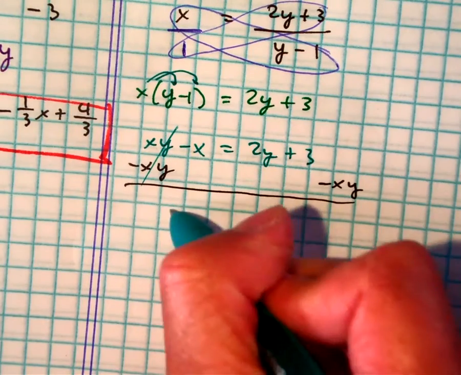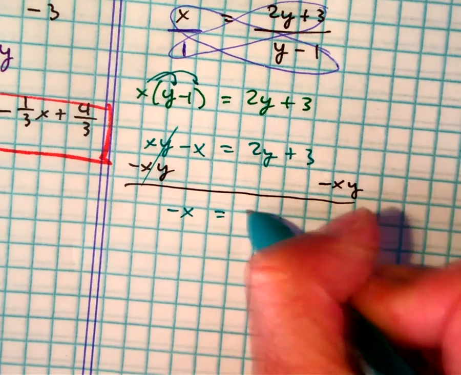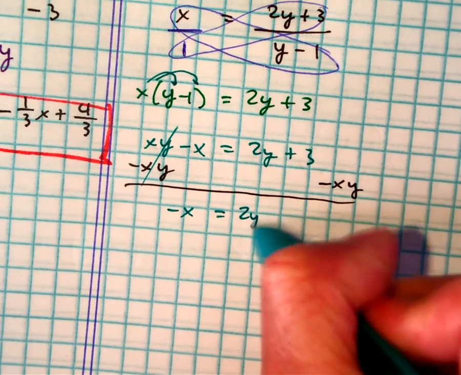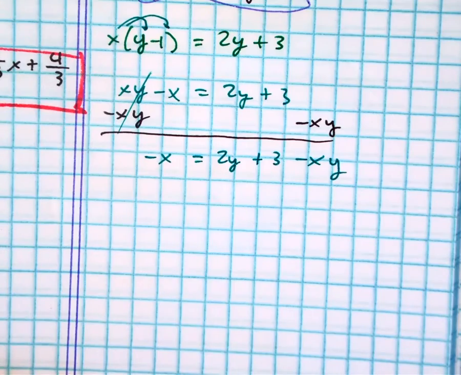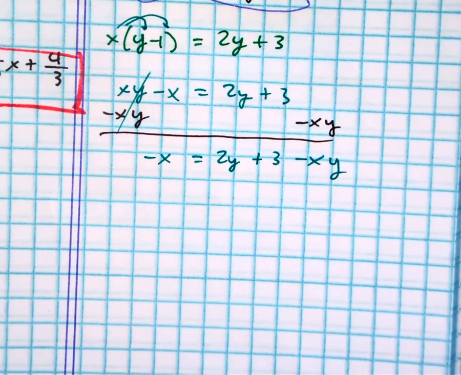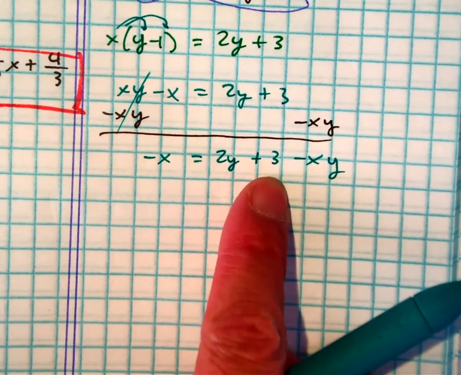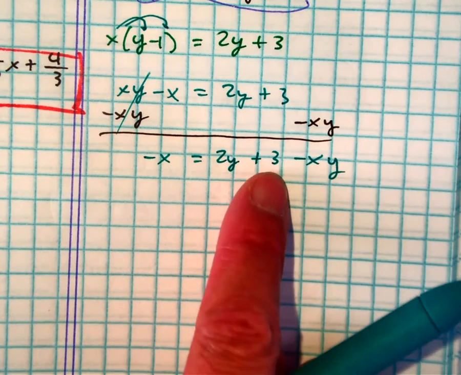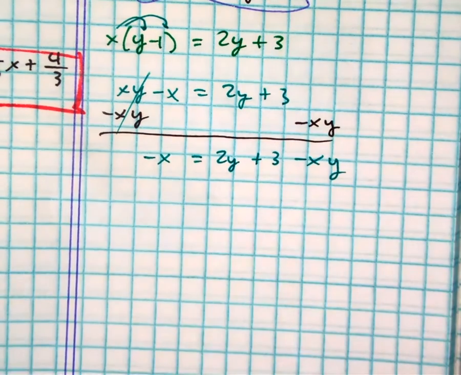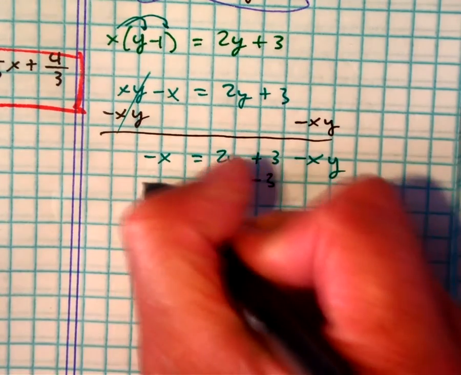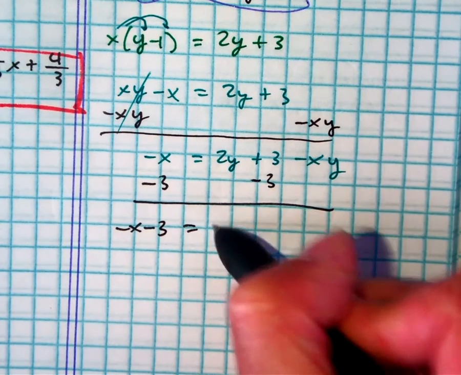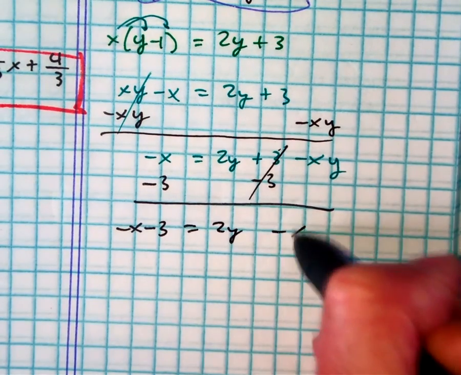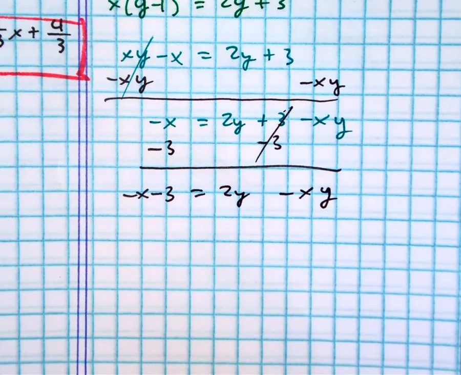So we're left with negative x equals 2y plus 3 minus xy. Let's get rid of this 3 so that the y's are by themselves. How do I get rid of this 3? So I have negative x minus 3 equals 2y minus xy. What was my other clue?